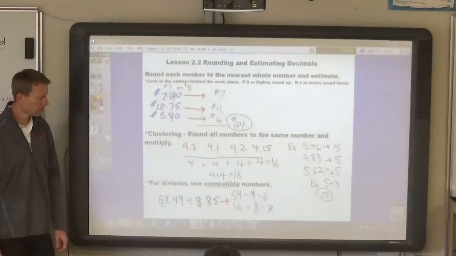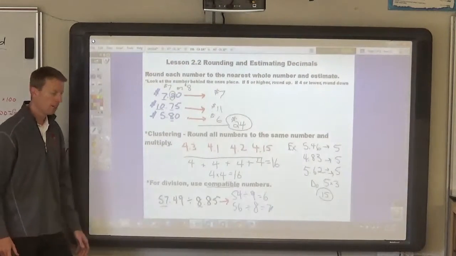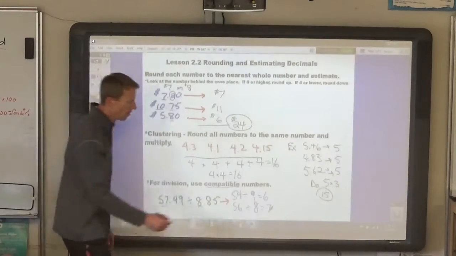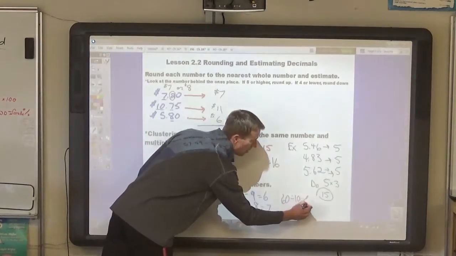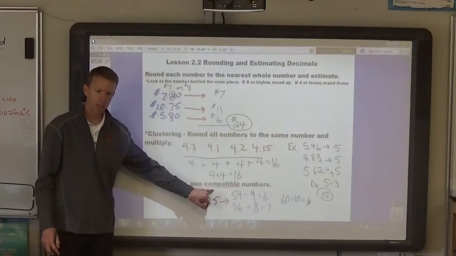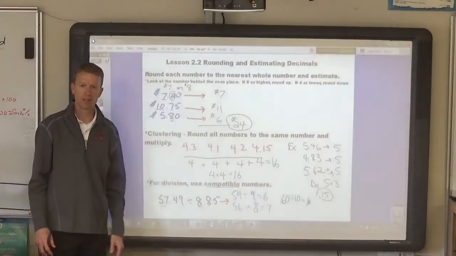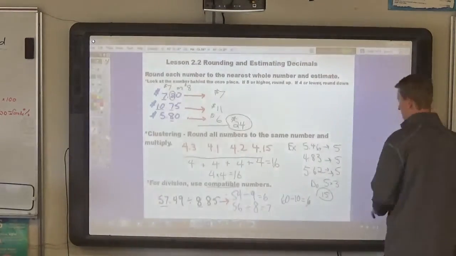Aiden? No, 10 and 60. Well, 10 and 60 would also give us 6, wouldn't it? So that would be acceptable. Those are compatible. 60 divided by 10. The point is to use compatible numbers, numbers that divide evenly without a remainder. Okay? Let's go to your assignment for today.